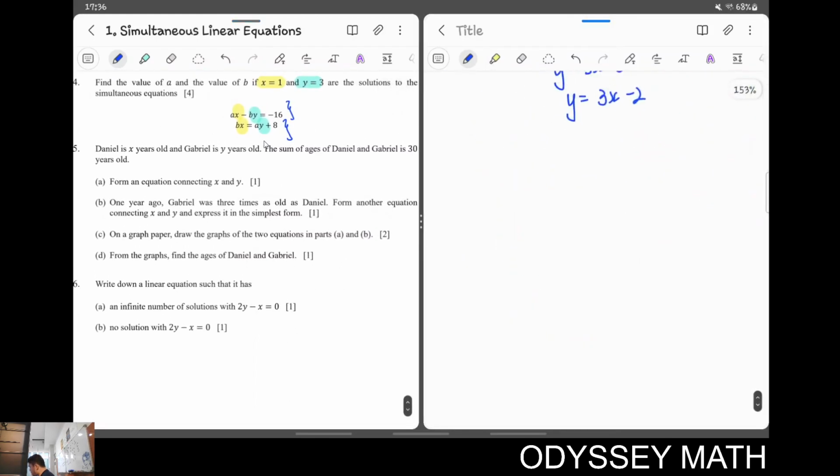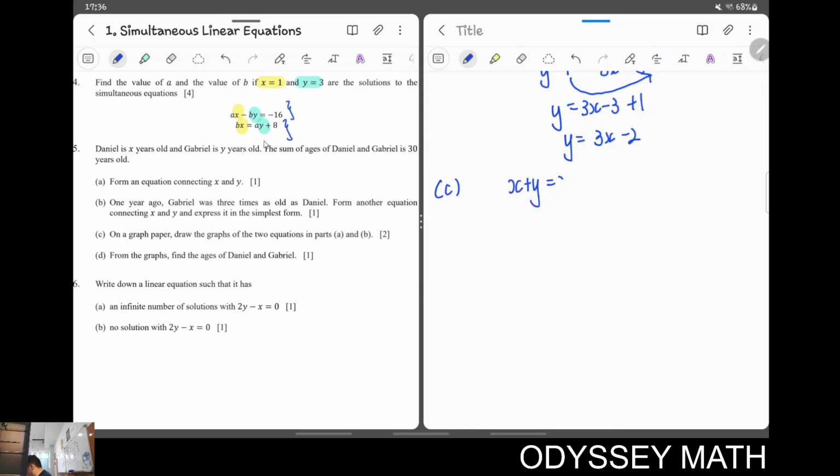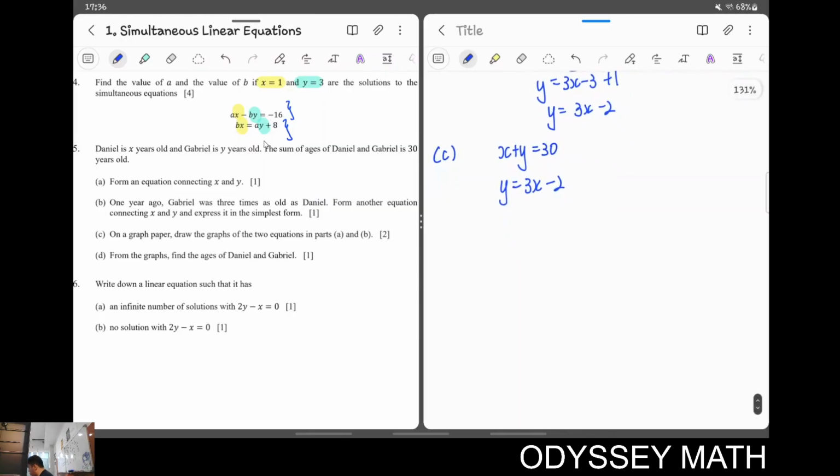So part C is asking you to solve the equation in part A. What's the equation in part A? x plus y equals 30. And part B, what's the equation in part B? y equals 3x minus 2. So they are not asking you to solve using the substitution method that I have mentioned just now. They're asking you to solve via graphical approach. So let me teach you how to do.